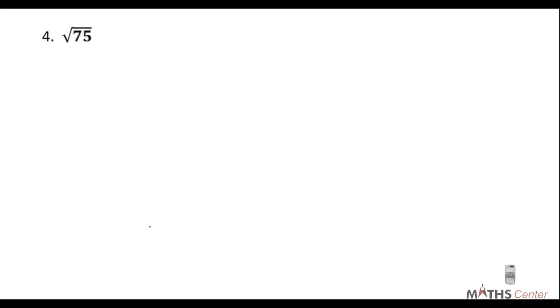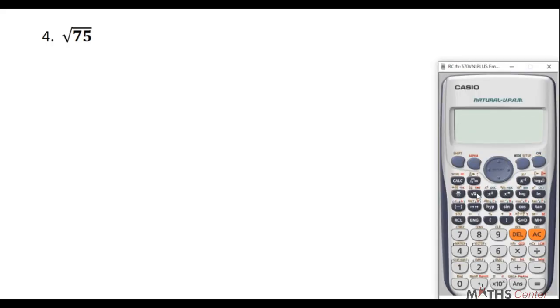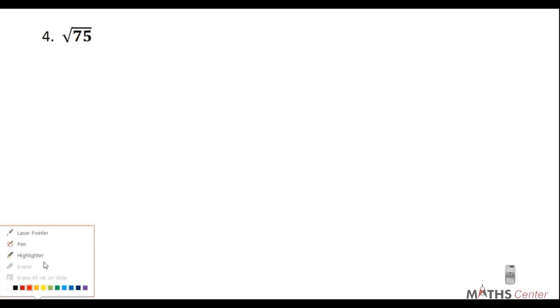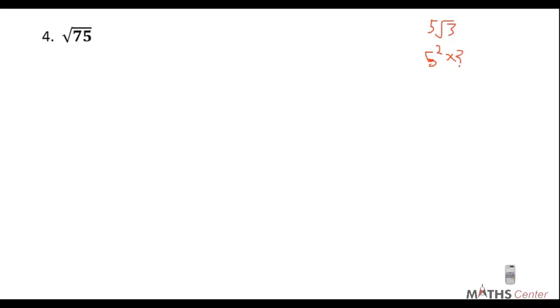Let's take the fourth example, square root of 75. So once again, you press this on your calculator. Square root of 75, we are going to have 5 root 3. The calculator is giving us 5 root 3. The first number, or the perfect square, is the square of the number you have in front of the square root sign from your calculator. So the perfect square will give us 5 squared, then times the other number, which is what you have under the square root sign, which is 3.